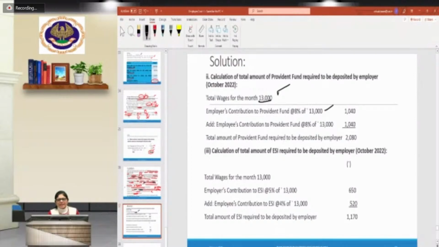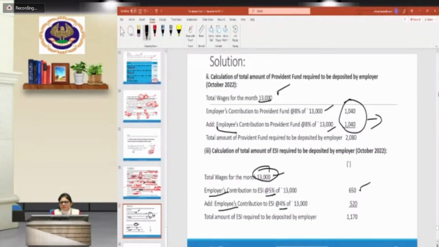Employer contribution 8% on 13,000. Add employee contribution 8%. So this is the total PF contribution that will be deposited by the employer to the statutory body. Clear? ESI contribution 5% for employer and 4% for employee. It has to be calculated on total wages. So total wages of all the 4 employees is 13,000. 5% on 13,000, that is the employer, and 4% on 13,000, that is the employee. These rates are given in the question. You don't have to assume it.